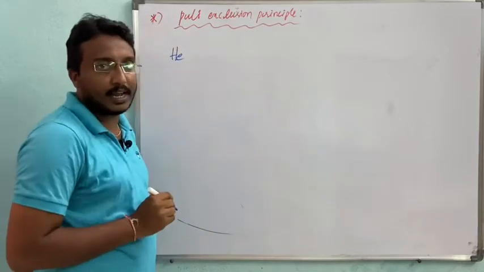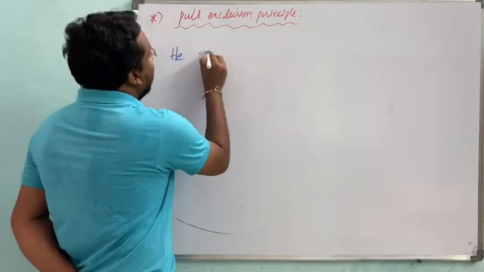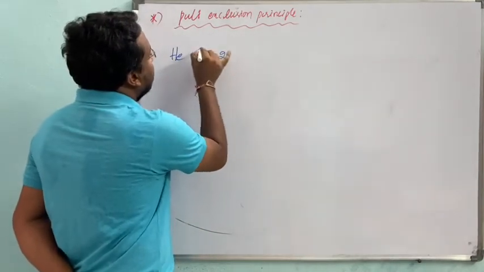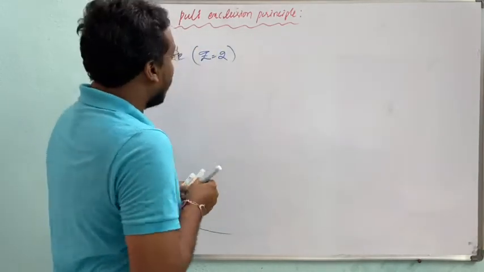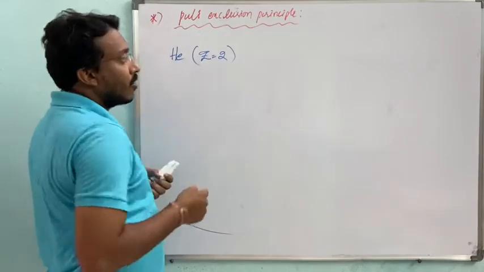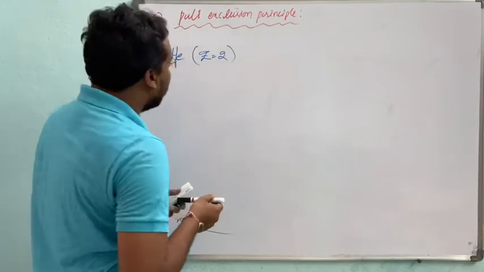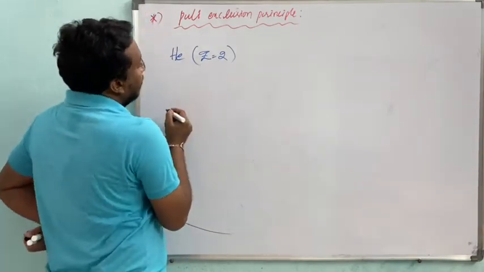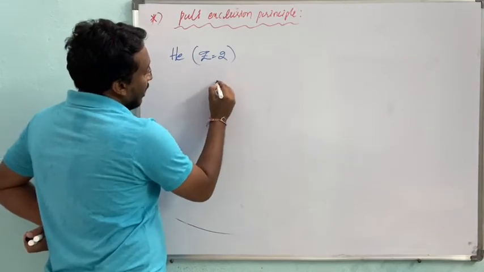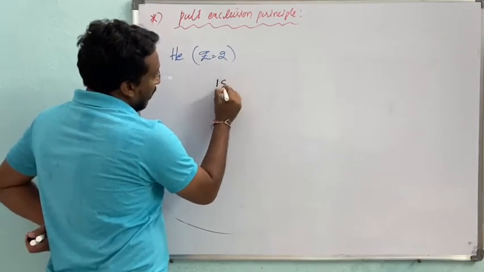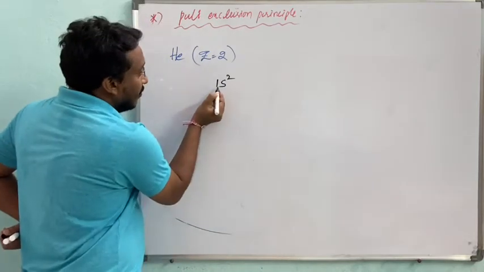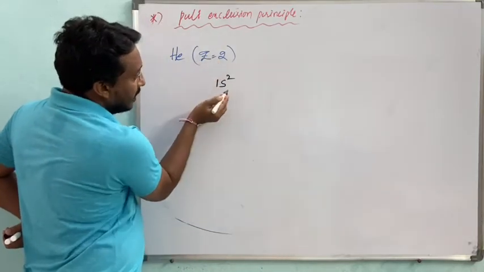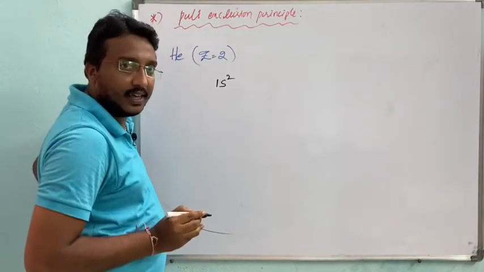For example, I have taken the helium atom. Its atomic number is 2. Now I will write the electronic configuration of the helium atom. 2 electrons, so 1s2. That means the 2 electrons will be present in the first shell only.